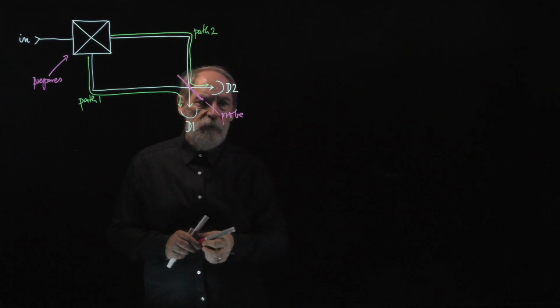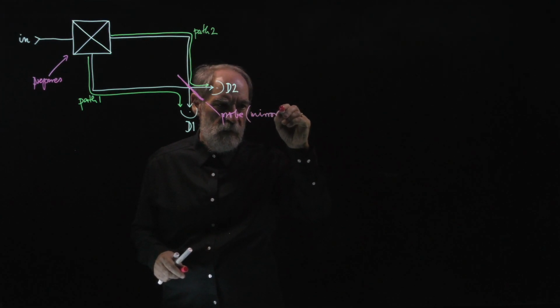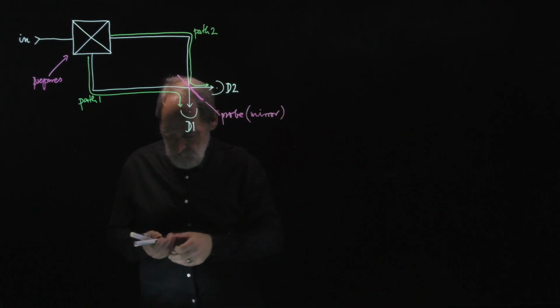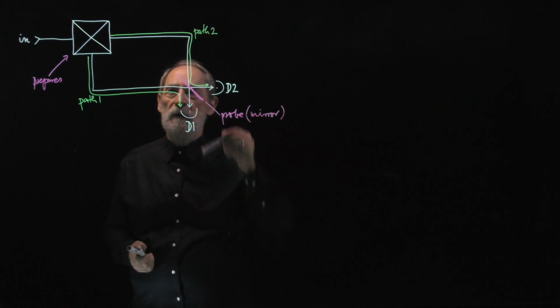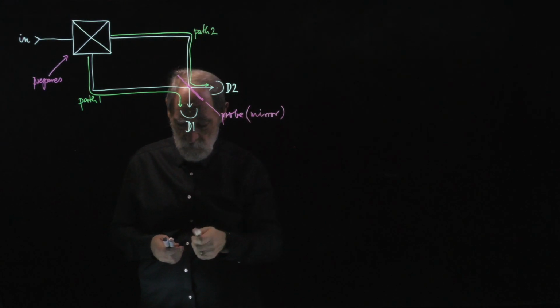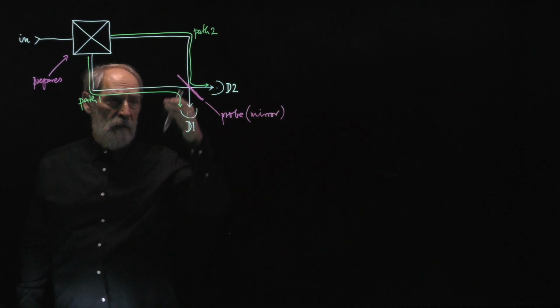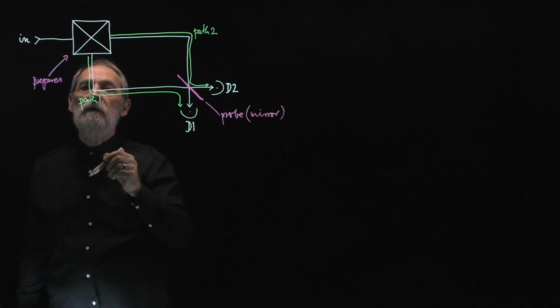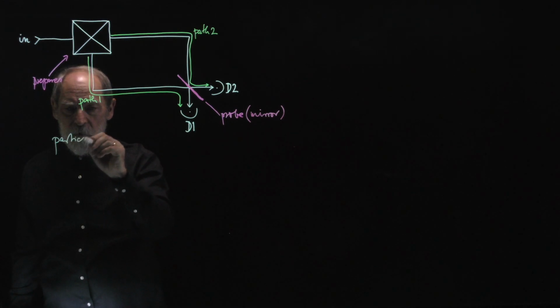Now, if we use a mirror at the bottom right corner, then every particle that follows path 1 goes to detector 1. Every particle that follows path 2 goes to detector 2. And so if we do that, then we operate the interferometer in particle mode.